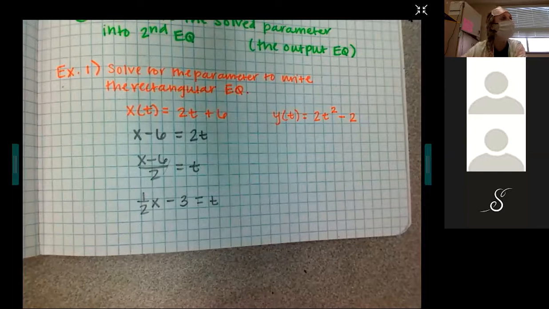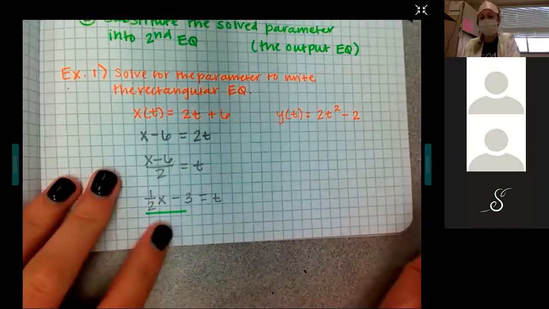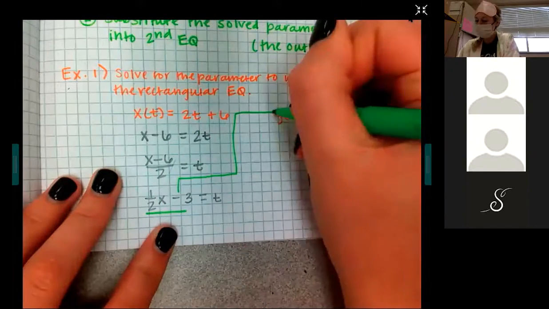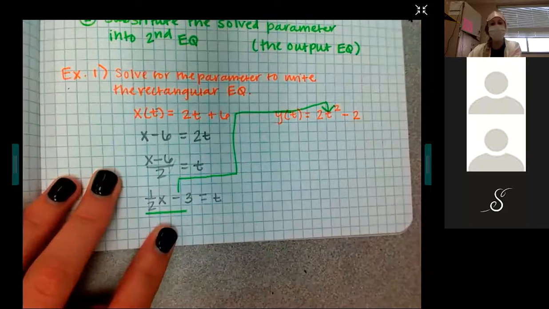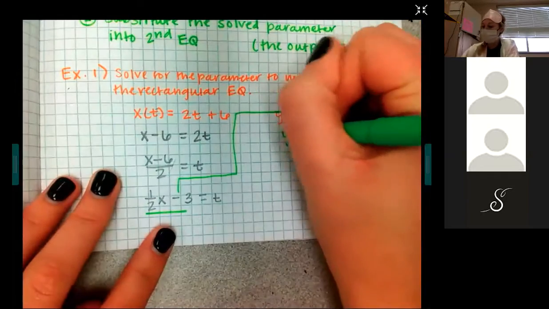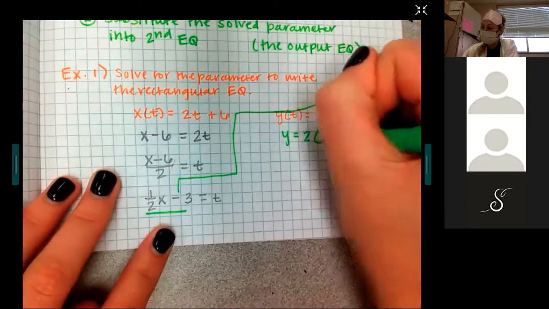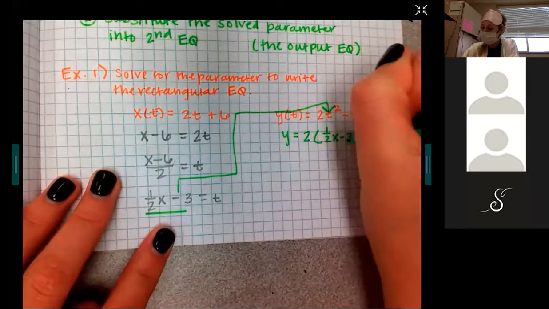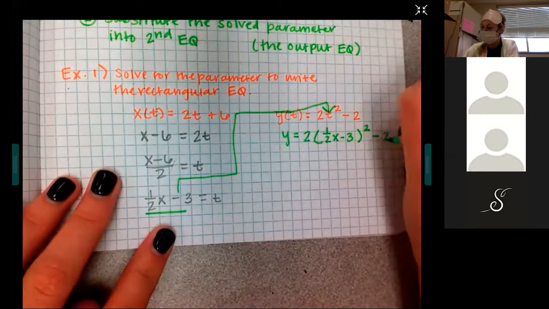All right, what do I do now that I have it solved for T? Good, go put it into the Y equation and solve. So I'm going to take 1/2 X minus 3, come up here, and put it in for T. Yes, it's kind of like composition of functions. So Y equals 2, and what am I putting in for T? Good, 1/2 X minus 3. I'm squaring it and then subtracting 2.